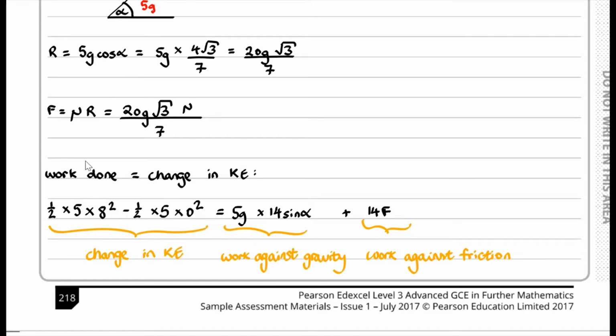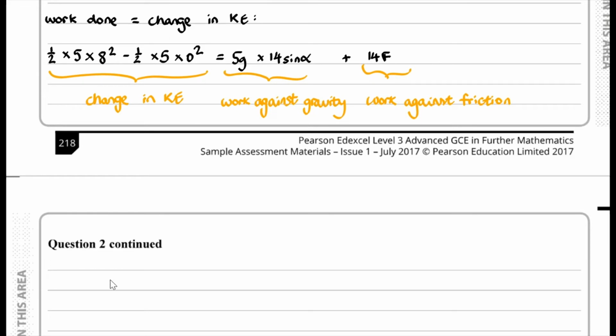working out these values, on the left hand side we have 160, on the right hand side here we have 5g times 14 times 1 over 7. That would be 10g. And then we have over here 14 times 20g root 3 over 7 multiplied by mu. And remember, we're finding out what mu is.